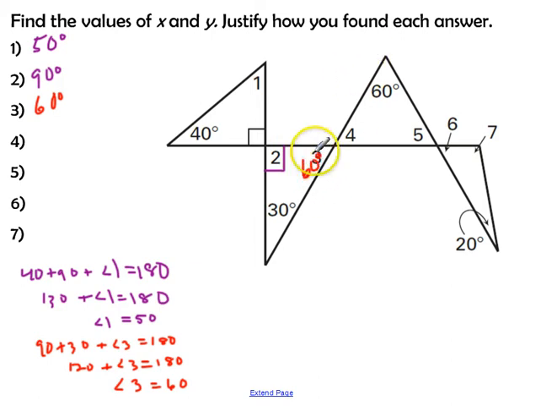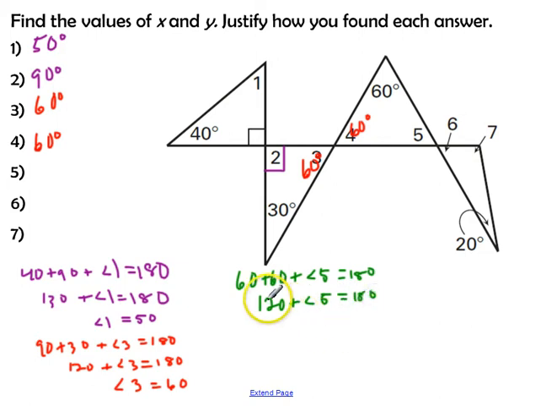And again, this angle 3 and angle 4 are vertical, so that means they are congruent. So this is also going to be 60 degrees. Then when we move into this triangle, we have 60, 60, and angle 5. So 60 plus 60 plus angle 5 is equal to 180. 60 plus 60 is 120 plus angle 5 equal to 180. So when we subtract 120, we get angle 5 is equal to 60 degrees.